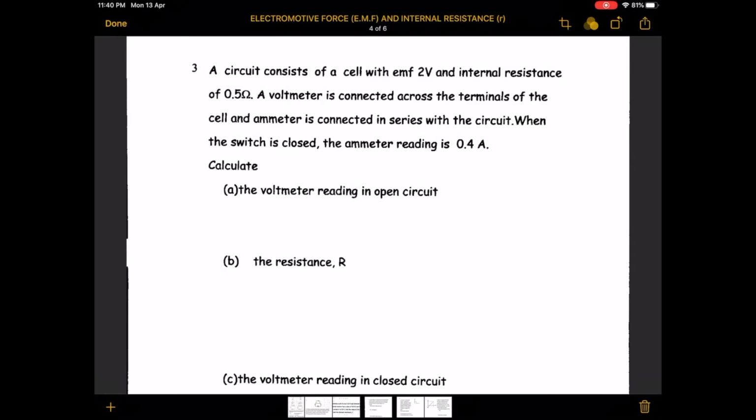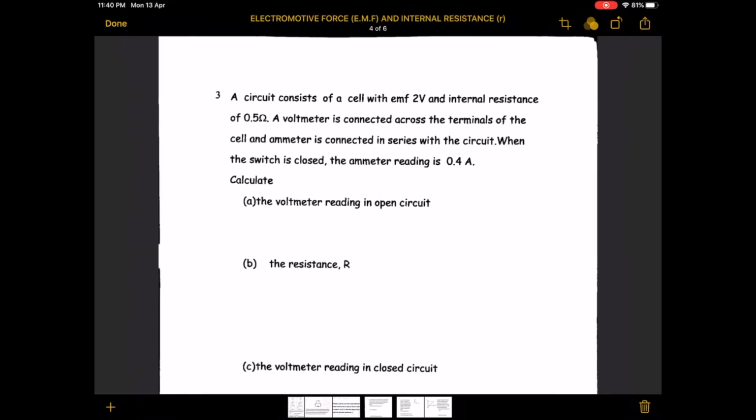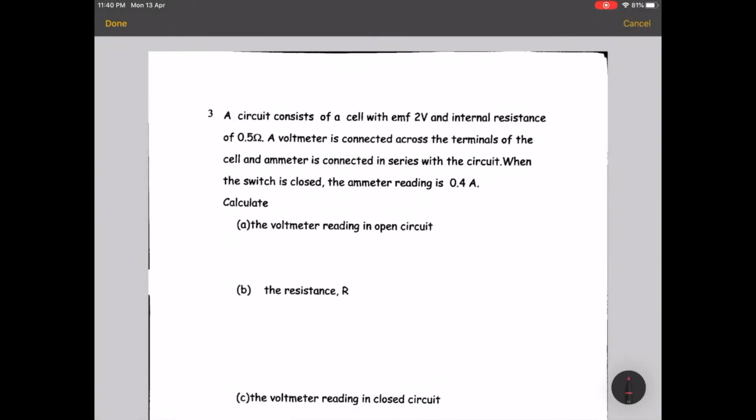A circuit consists of a cell of EMF 2 volt, okay? EMF 2 volt. So you write down EMF 2 volt. So they ask you, what's the voltmeter reading in open circuit? Open circuit means you are measuring EMF. So straight away you can put down 2 volt here. It's very simple, am I right?